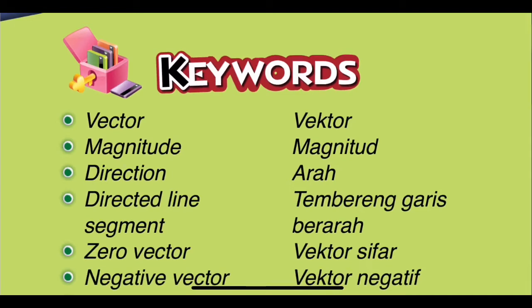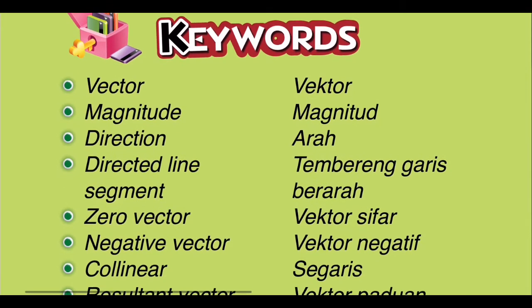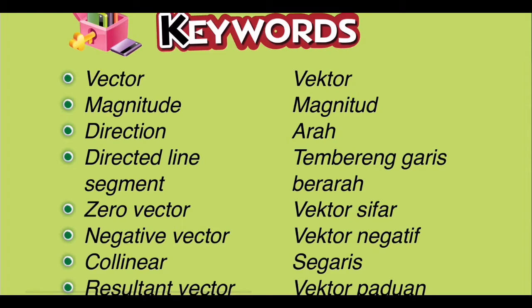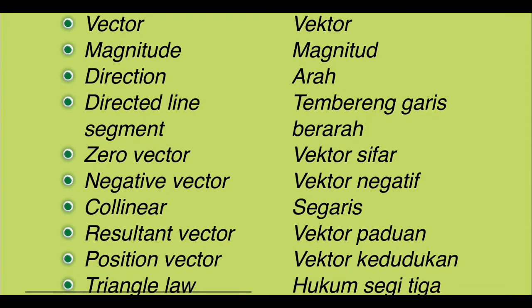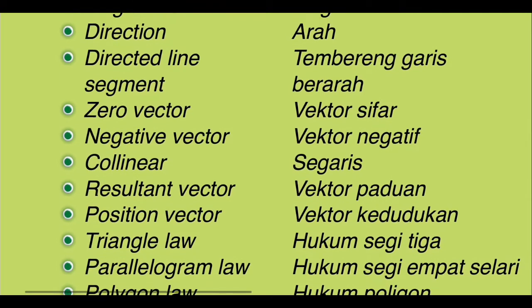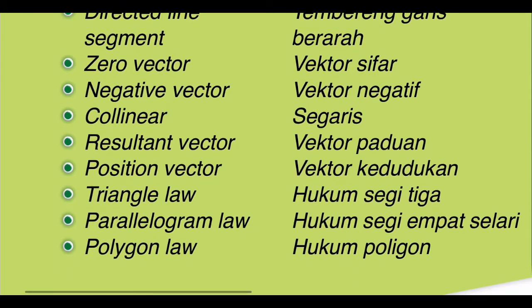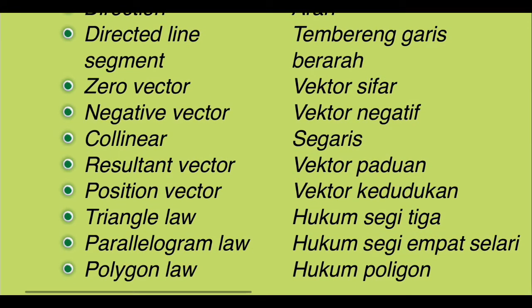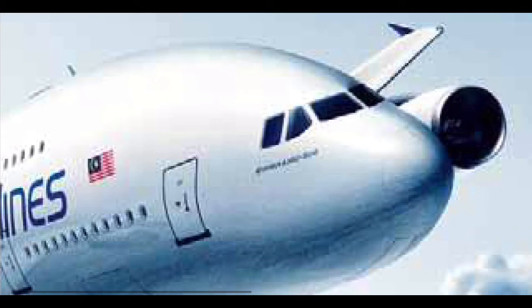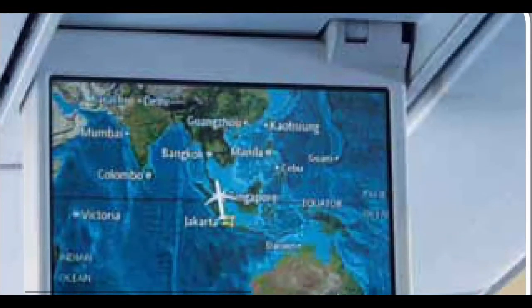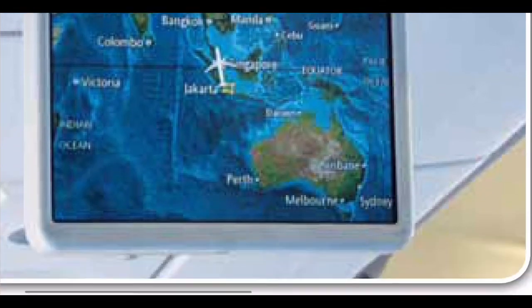Magnitude, followed by direction, and then you have to know what is a directed line segment, which is a line with an arrow, zero vector, negative vector, and then collinear, and then resultant vector, position vector, triangle law, parallelogram law. All these are very important, and polygon law. All right, now this is our national airlines. This is a GPS system.